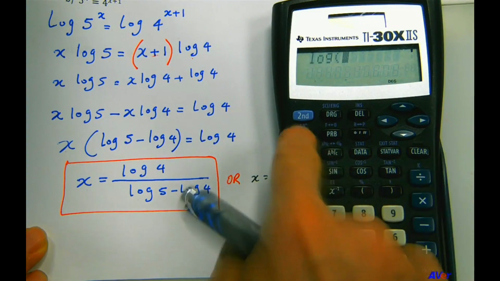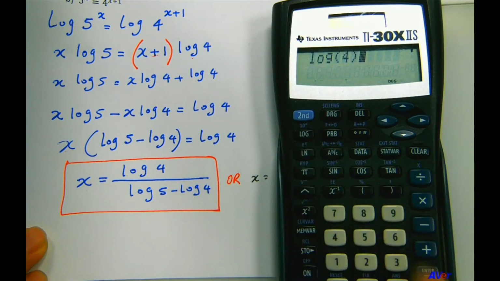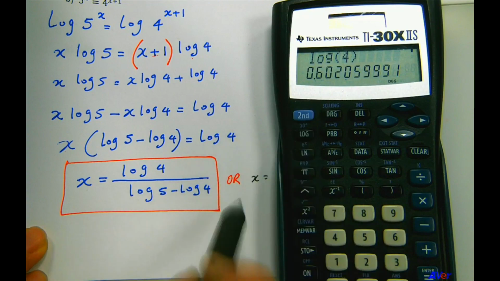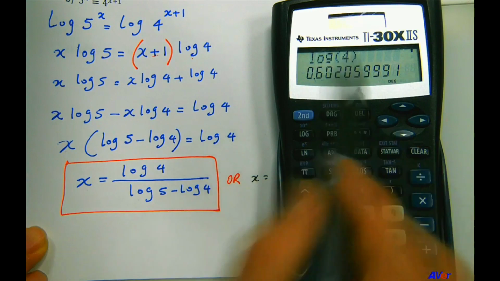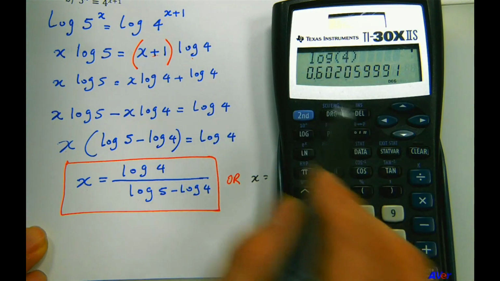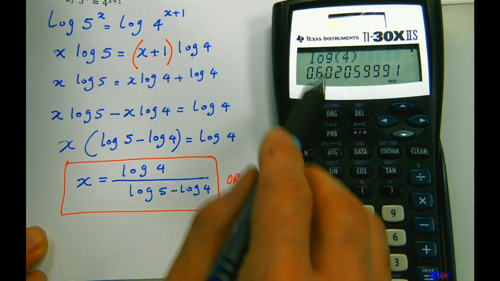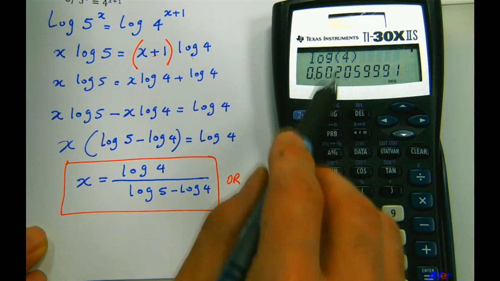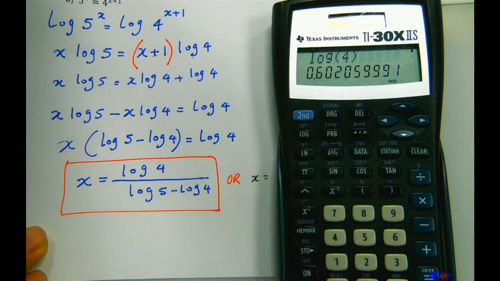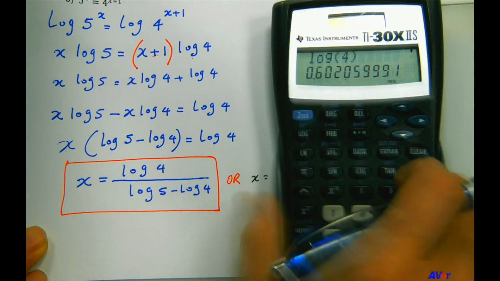So log of 4. In the middle of my calculations, especially when dealing with logarithmic expressions and exponential expressions, I will keep at least 4 digits, if not 5. So I'm going to keep 0.60206. I'm going to keep 6 decimal places here.